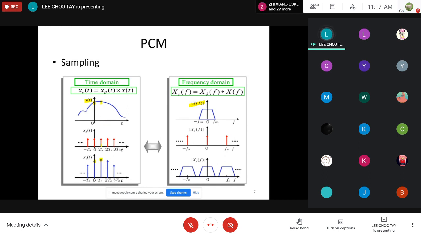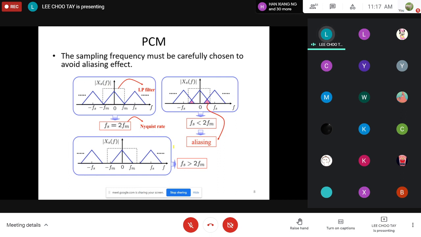And in the frequency domain, this will actually create replicas of the baseband frequency spectrum over various multiples of fs: fs, 2fs, 3fs, and so on. Also, you have one set of spectrum at the baseband as well. So this is what happens during the sampling process.